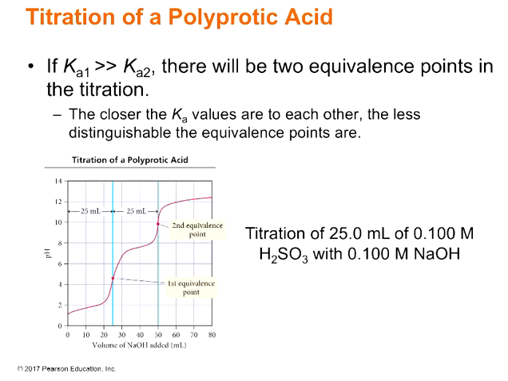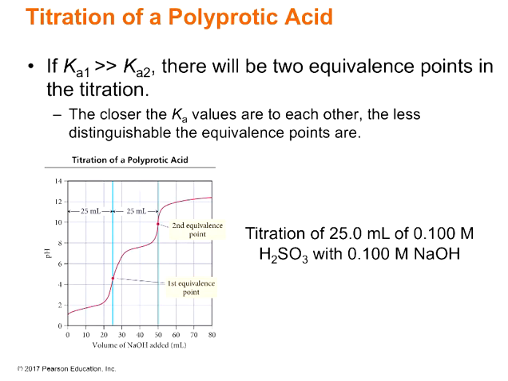Now, what about polyprotic acids? Remember, in polyprotic acids, we're losing a hydrogen one at a time. So we have multiple acid ionization constants, one for each loss of hydrogen. Because of that, there will be two equivalence points in the titration.